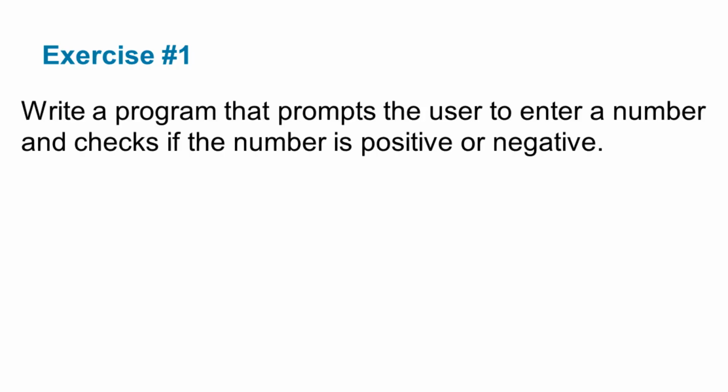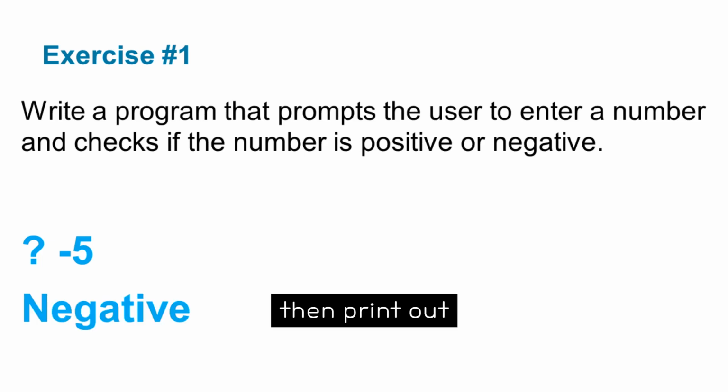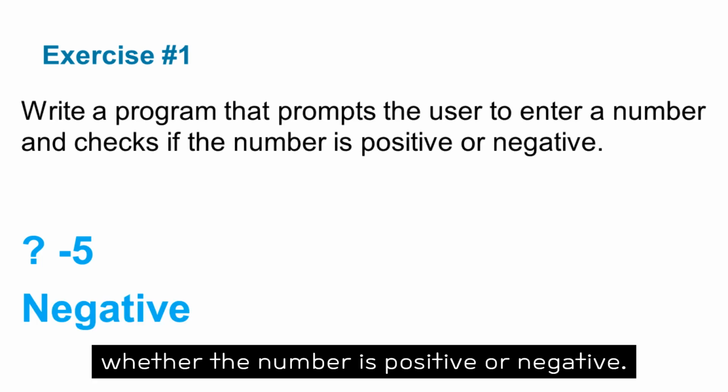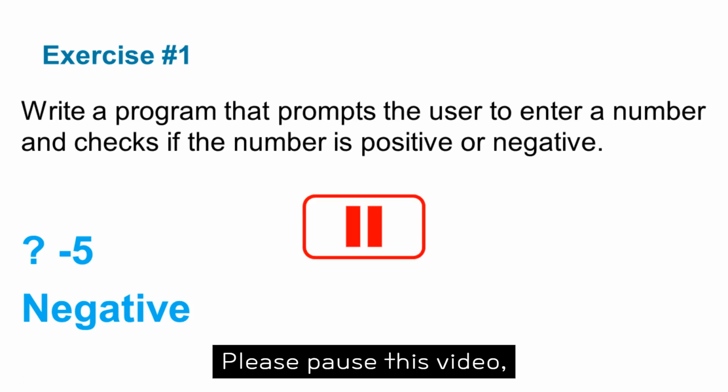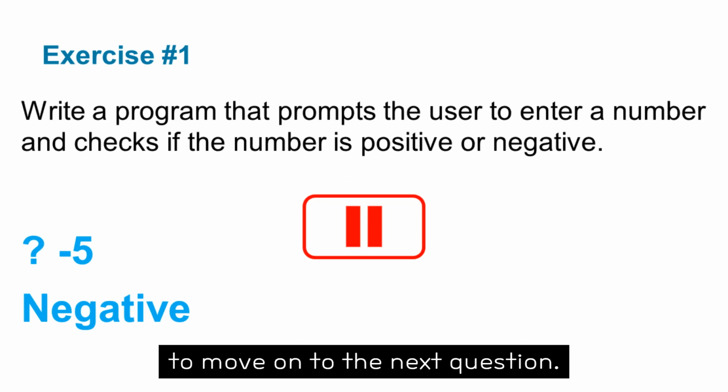Exercise number 1. Write a program that prompts the user to enter a number and checks whether the number is positive or negative. For example, you are taking a user input. Then print out whether the number is positive or negative. Please pause this video and begin writing your code once you have understood the question. You can unpause when you are ready to move on to the next question.